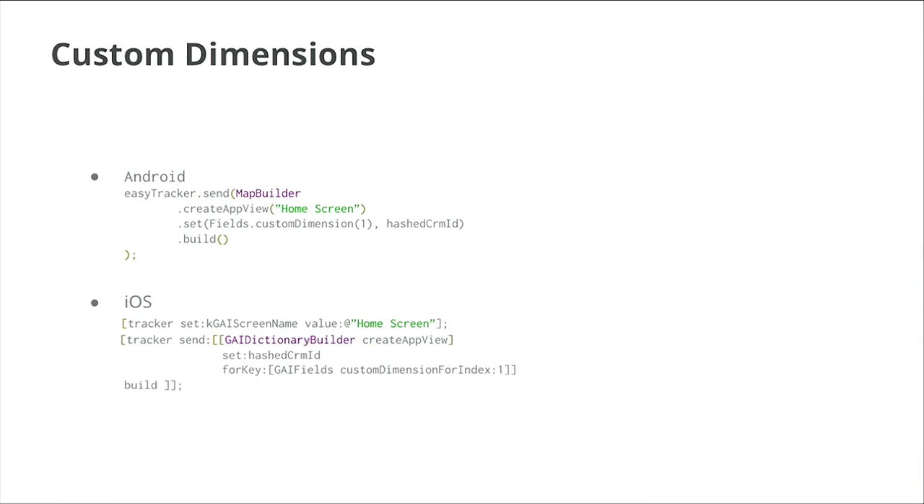Once you've defined it, here's how you send a snippet. This is simple enough that I can show you both Android and iOS in one slide. It's really just one line: setting the custom dimension and then sending a value with it. In this example, I'm sending the hashed CRM ID as custom dimension 1. Once you have done this, you send this data to analytics, and it will be available to you as your unique ID dimension everywhere in analytics.